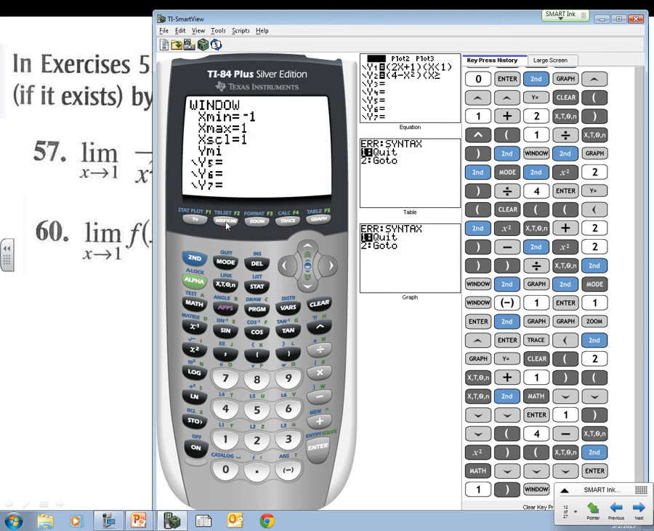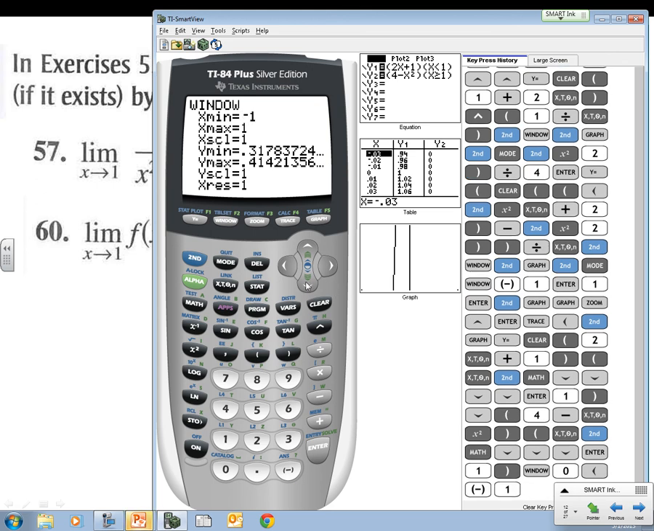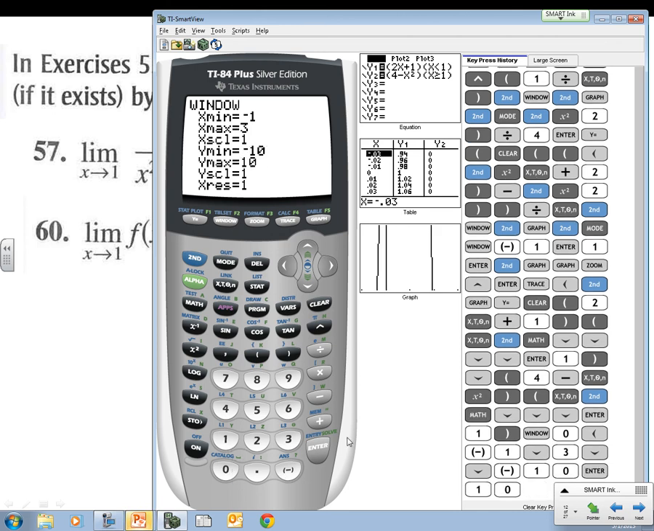So let's go to the graph, set our window up first. I'm going to go from 0 to 2. Let's go a little bit lower than that. How about negative 1 to 3? So we have a couple on either side. And probably going to want bigger y values than this. We'll go negative 10 to 10. Can always zoom in from there.